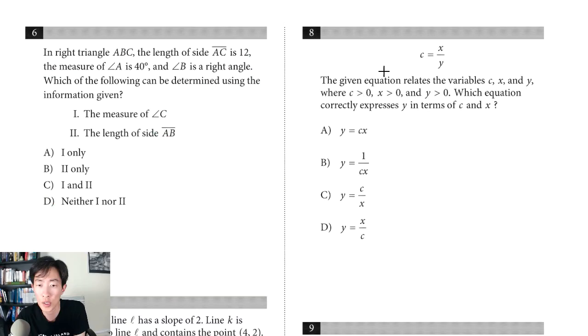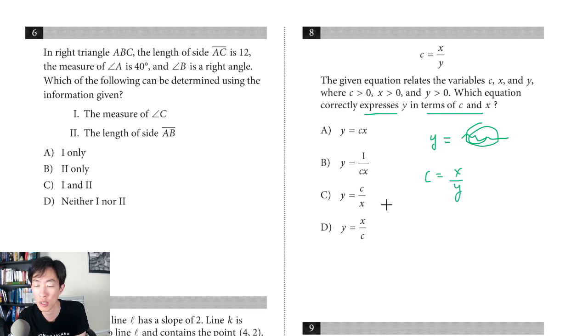Question 8. The given equation relates the variables c, x, and y, where c is greater than 0, x is greater than 0, and y is greater than 0. Which equation correctly expresses y in terms of c and x? So on the SAT, whenever you see this question, express something in terms of something, you want the first something on one side of the equation and all the numbers, all the letters, everything else on the other side of the equation. In this equation, we'll rewrite it.